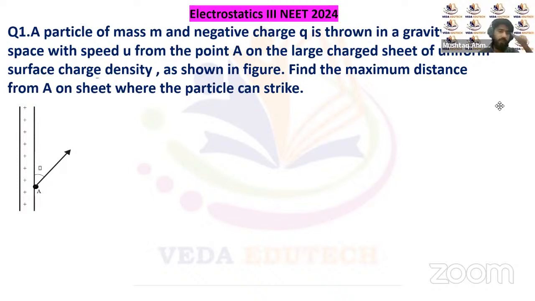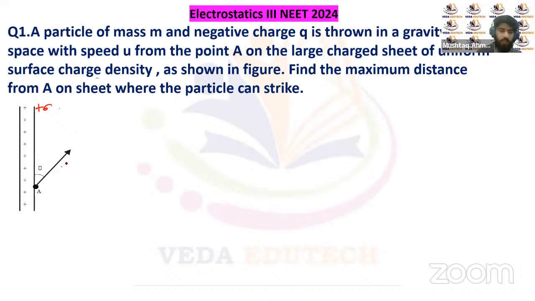Question number one says that a particle of mass m and negative charge q is thrown in a gravity-free space with speed u from the point A on a large charged sheet of uniform surface charge density, as shown in the figure. We have to find the maximum distance from A on the sheet where the particle can strike. This is the large, positively charged sheet. Let's suppose the charge density is plus sigma.